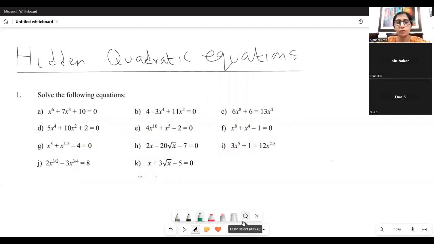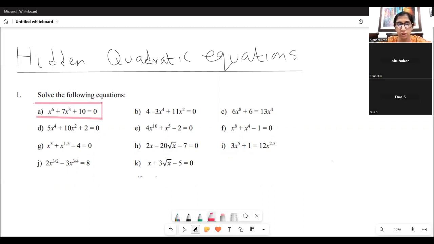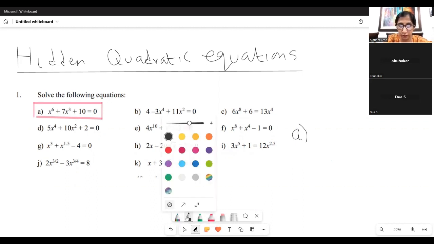So the last topic of quadratics, which is hidden quadratic equation or conversion to quadratics. So what happens in these questions? Let's just take a look at part A. This is clearly not a quadratic equation. The highest power of x here is 6, and we don't directly know how to solve this. However, it is possible to convert this into a quadratic equation.